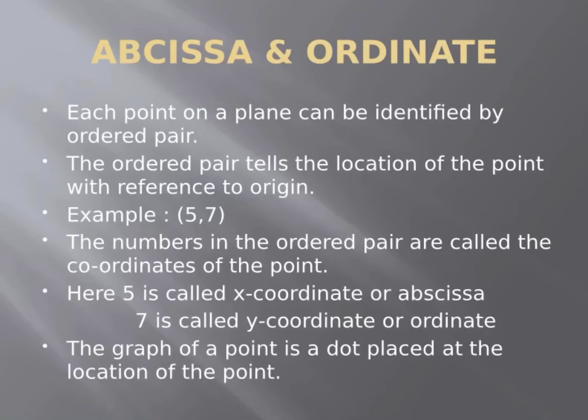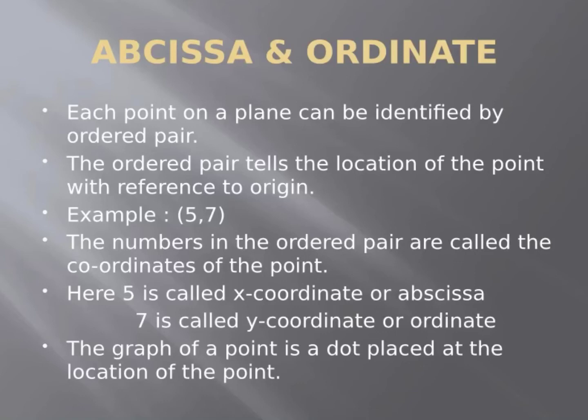Next is abscissa and ordinate. Now students, suppose that we take any point A on this coordinate plane, and we want to know the location of that point with respect to origin O, which means we want to know where this point is lying on the x-axis with respect to origin O and on the y-axis with respect to origin O. Then let us see how we can do it.